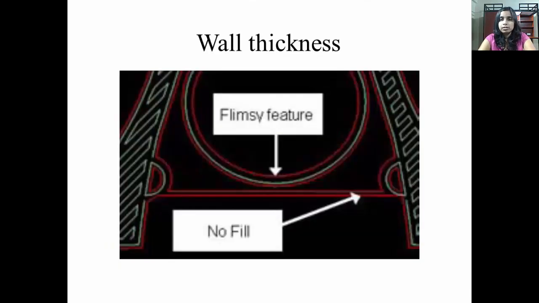Then the next parameter is the wall thickness. The wall thickness should be as wide as possible, because if we use thin wall thickness, problems arise in the tool path calculation. So consider this example. In this, the red line shows the cross section of the surface, and the green line shows the tool path generated.